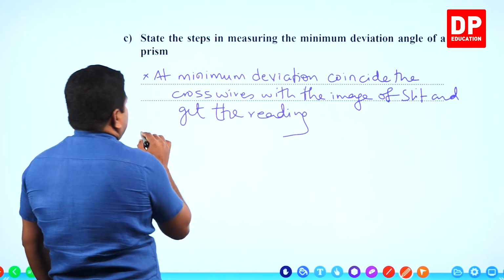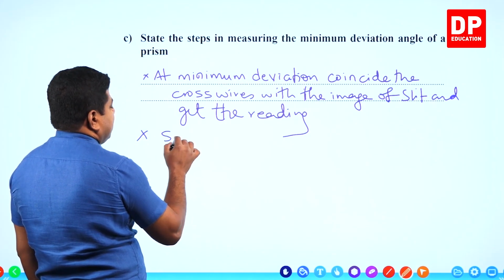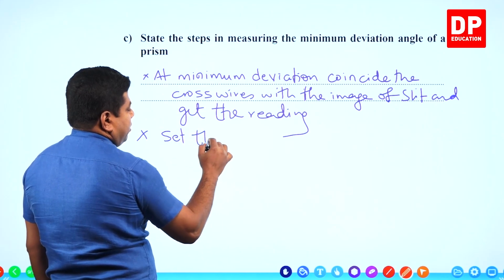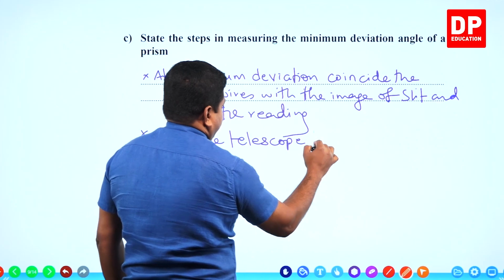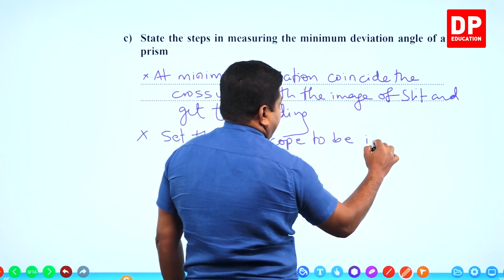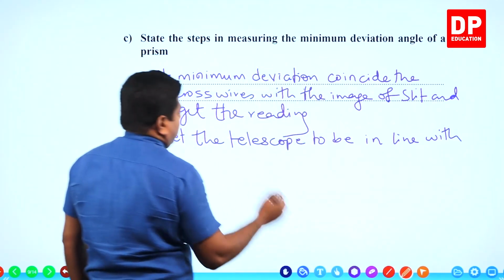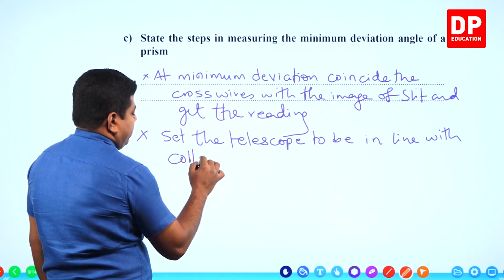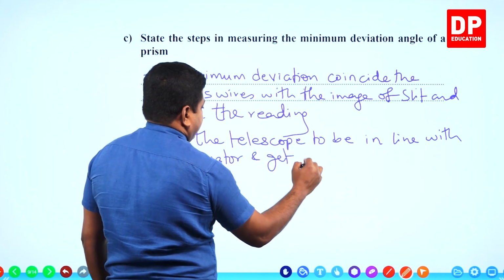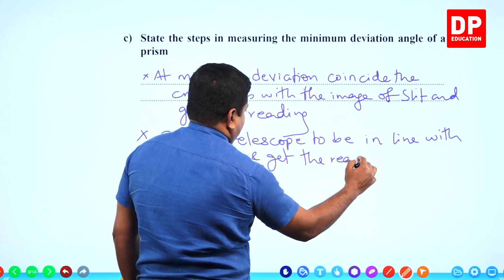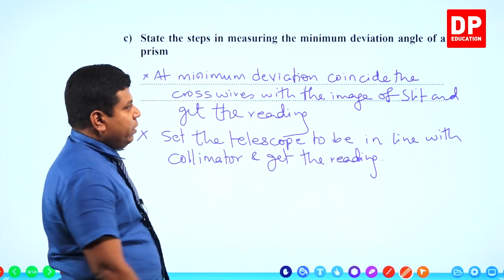That is one. Second one, set the telescope to be in line with the collimator and get the reading. That's all we do. That's all.